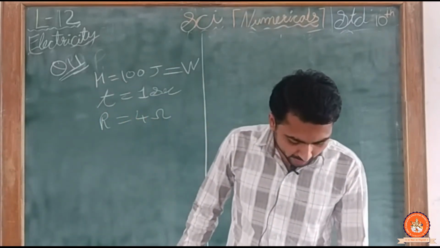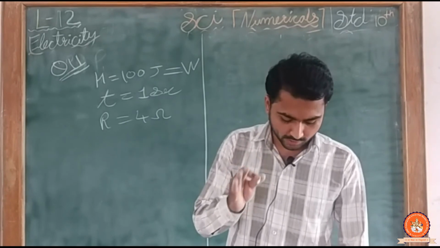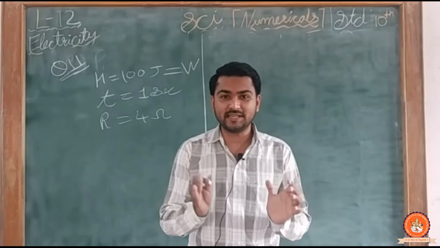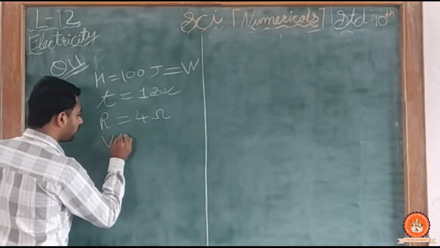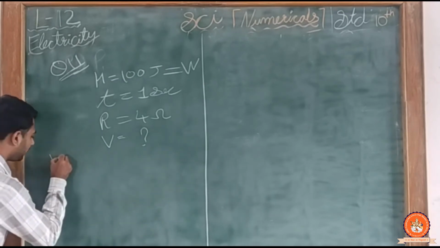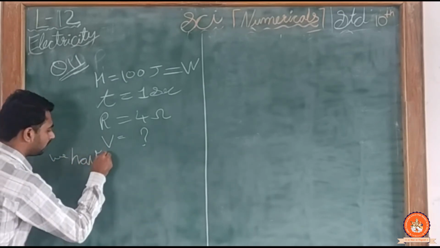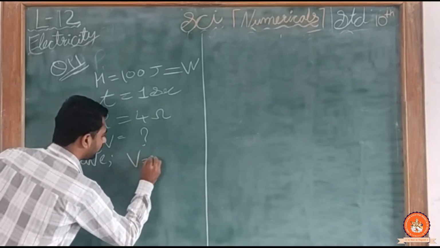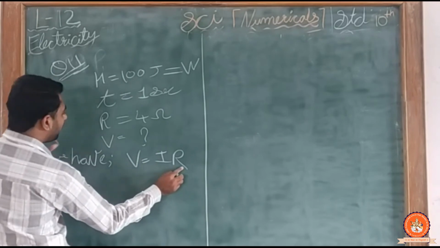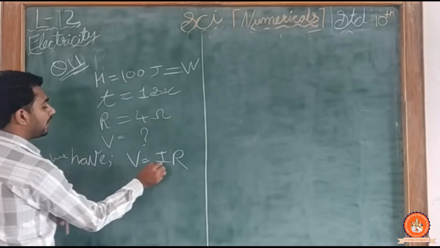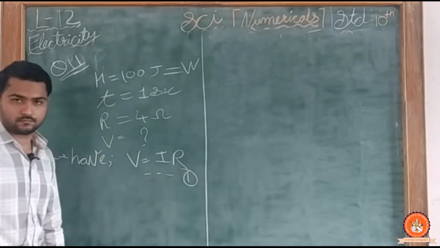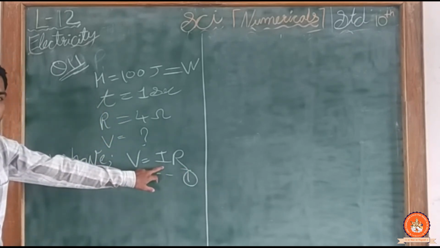They give us 4 ohm resistance. Now coming forward, find the potential difference across the resistor. We have to find the potential difference. Now what is potential difference? V. So V is equal to how much? We have to find. We have the formula V is equal to IR. We have to find V. Okay, no problem. I have the value of R, that is 4 ohm. I don't have the value of current. So this is my equation 1. I don't have the value of current, so I have to find the value of current.